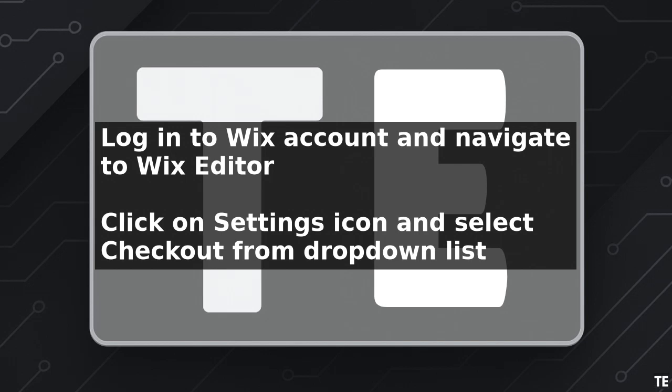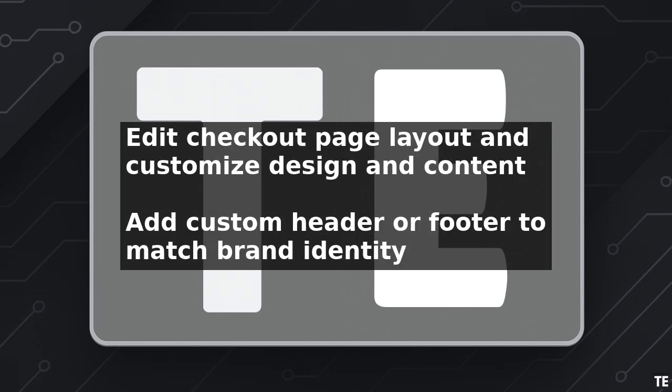From the top menu, click on the settings icon and select Checkout from the drop-down list. This will take you to the Checkout settings page where you can customize various aspects of your checkout process. On the Checkout settings page, you can edit the checkout page layout, add or remove sections, and customize the design and content of each section.